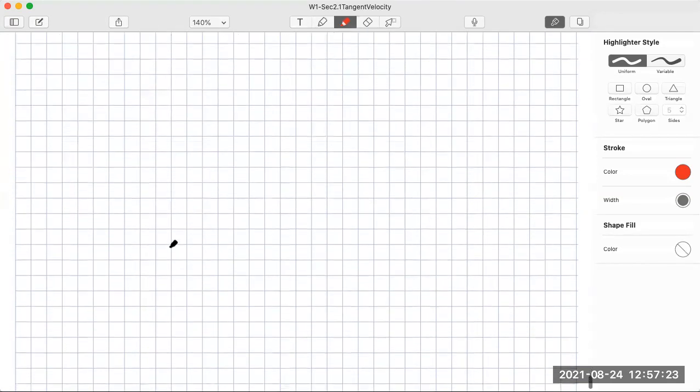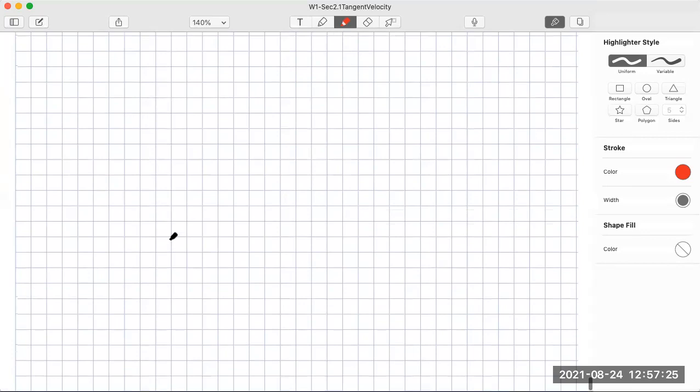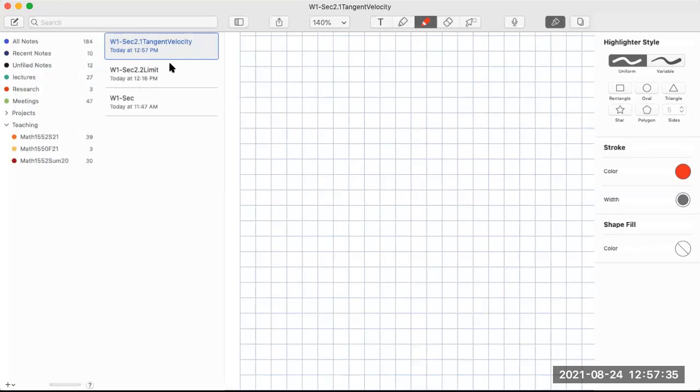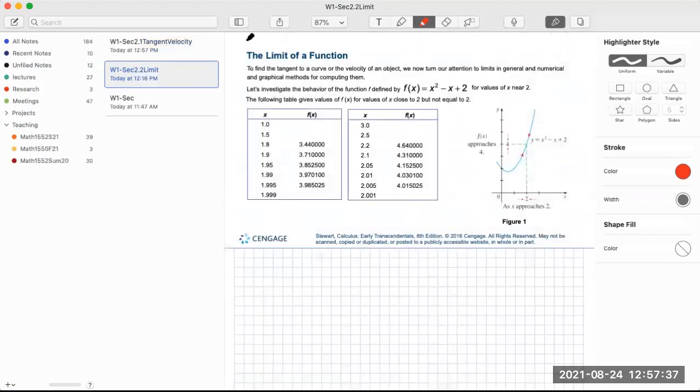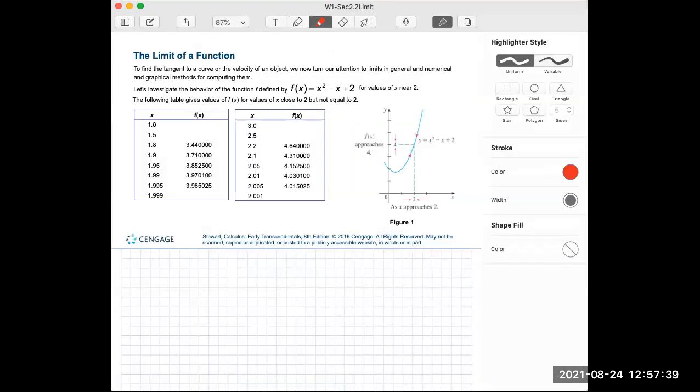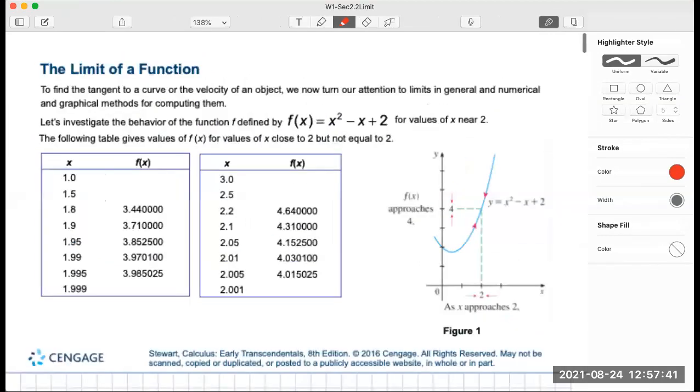So today's lecture, I think that's it for the velocity. And let us move to section 2.2. Okay, we'll talk about the concept of a limit of a function.